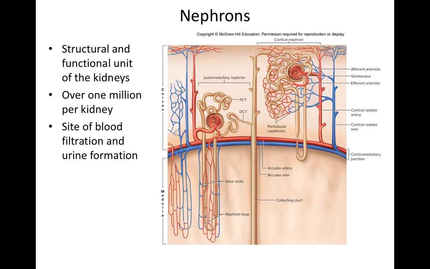We can see that the nephron starts with these capsules, okay, right here. And then it's going to feed into this tubular network that's then going to feed into a loop that comes back into a tube, and then multiple nephrons will feed into one of these structures called a collecting duct.